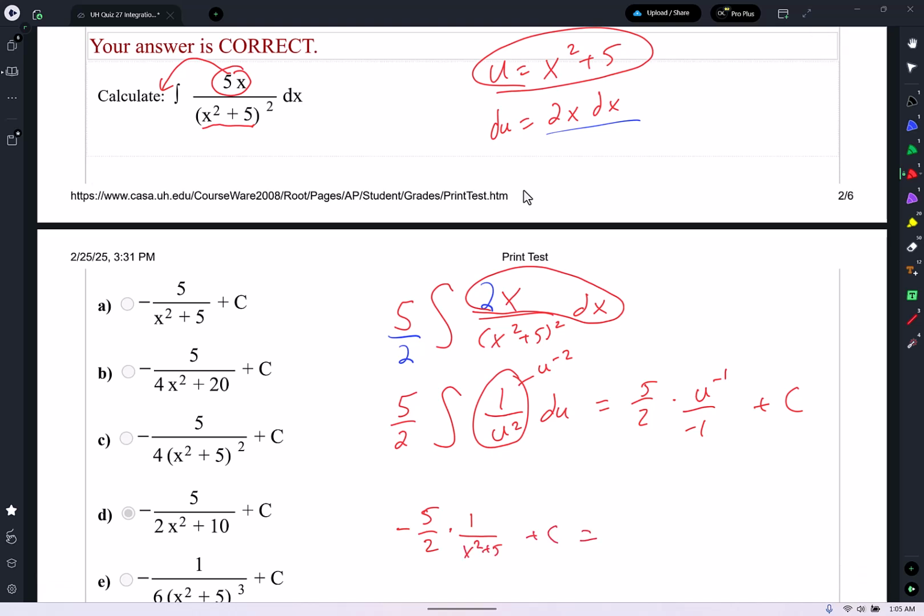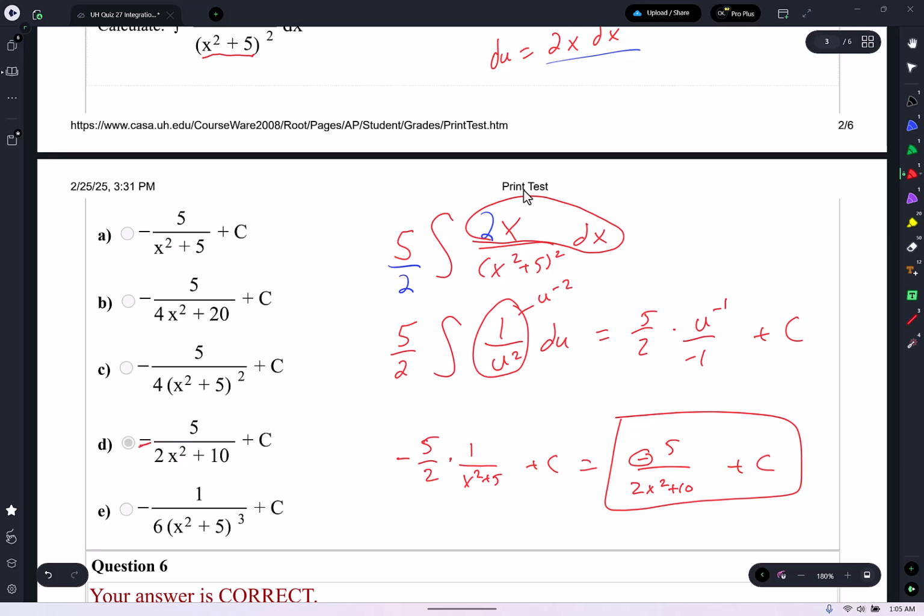So my final answer, distribute that 2 there. So I'm going to have negative 5 over 2x squared plus 10 plus c. So that negative could be there in the top, or it could be in the front there, or they could distribute it to the denominator. But there it is, and we look for that, and there is my negative in the front. And there we go, guys.